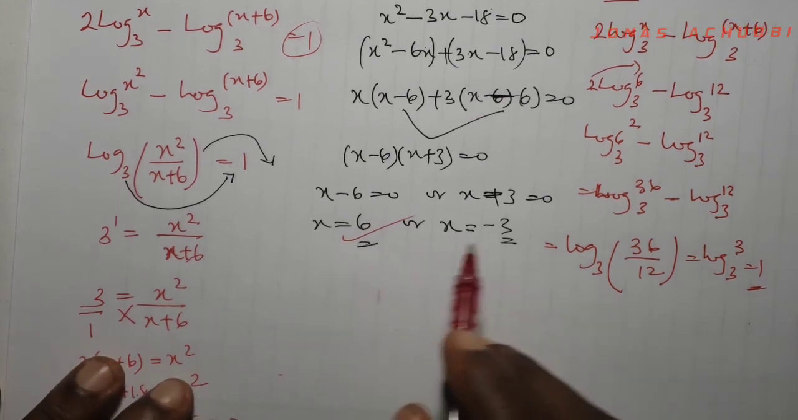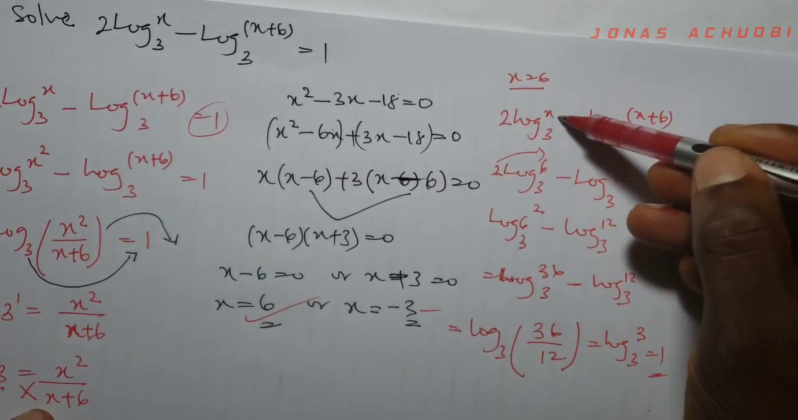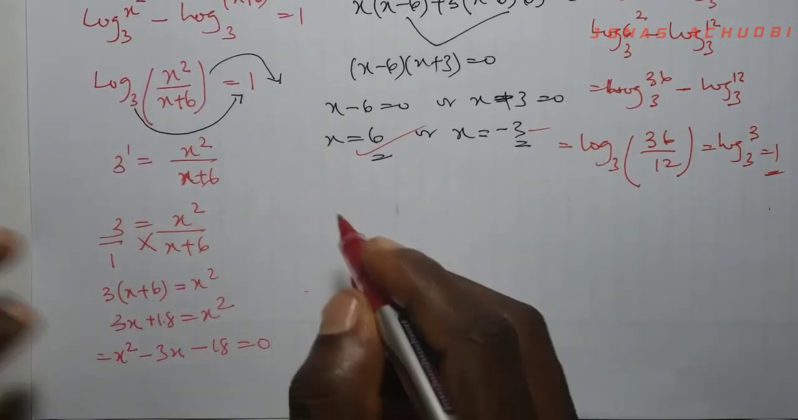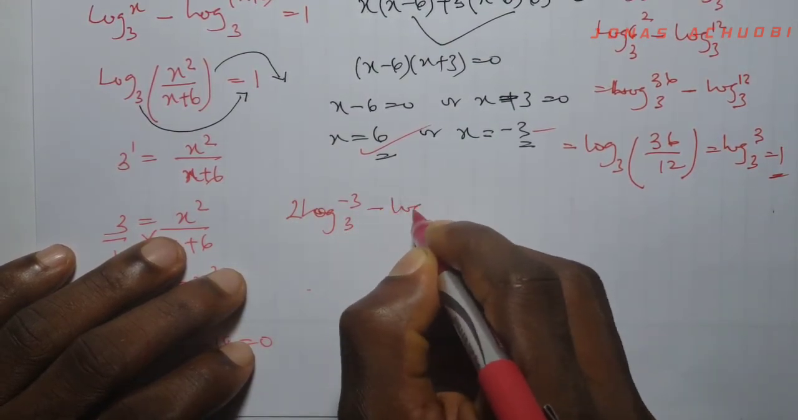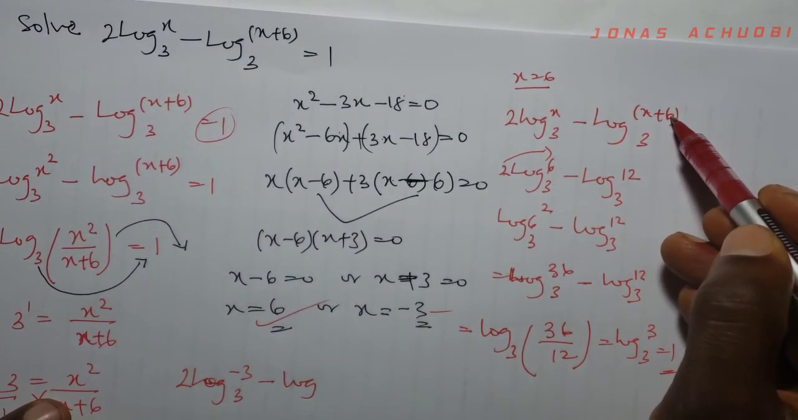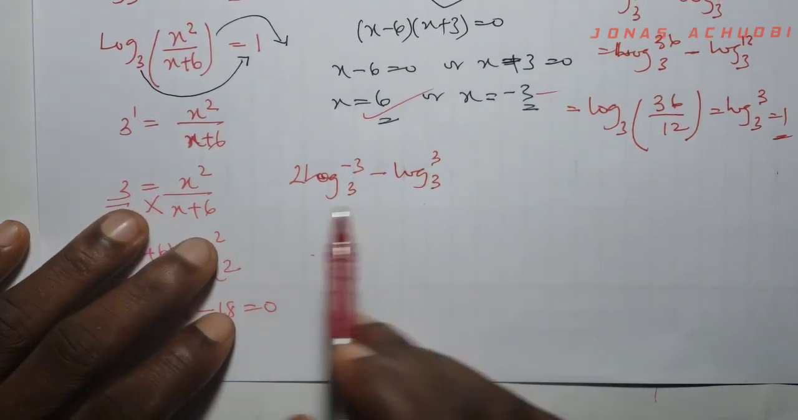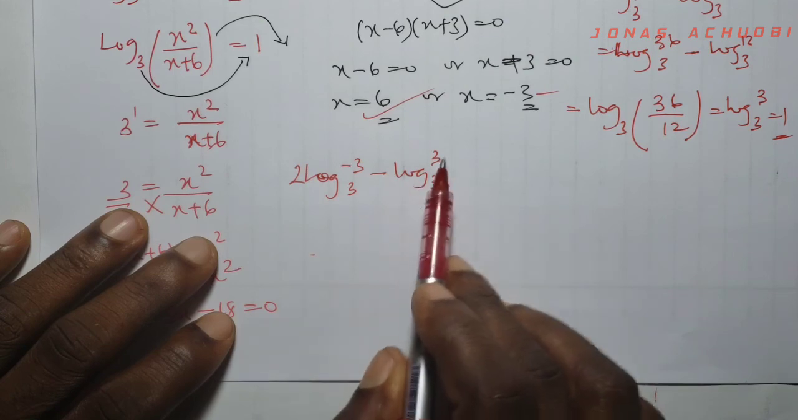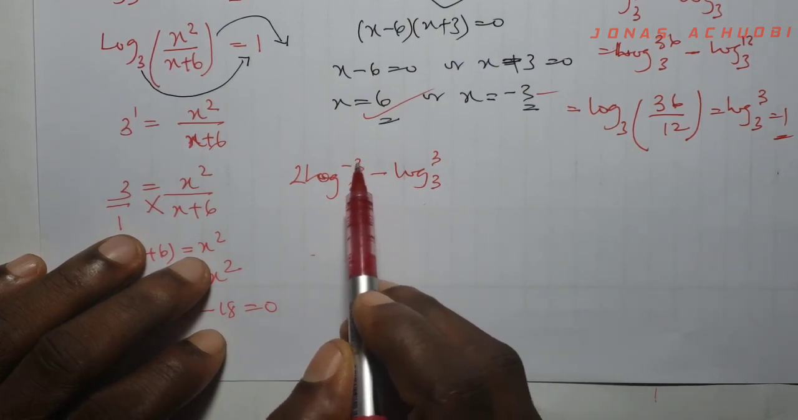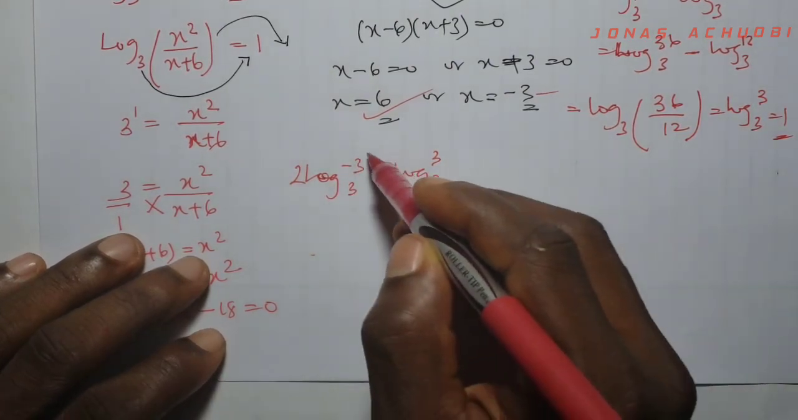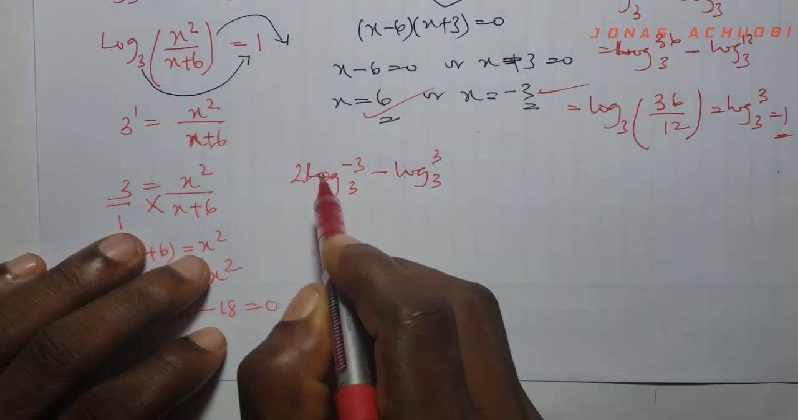Now check if the second one, x equal to minus 3, is also a solution. We substitute minus 3 for x. That becomes 2 log negative 3 base 3 minus log of minus 3 plus 6, which is 3, base 3. Very good. So that becomes 2 log minus 3 base 3 minus log 3 in base 3. Now, we should recall that the log of a negative number does not exist. If you're not careful, you are quick to just conclude here that minus 3 is not a true solution. But that should not be the case, because by the power law, we can still simplify this further.